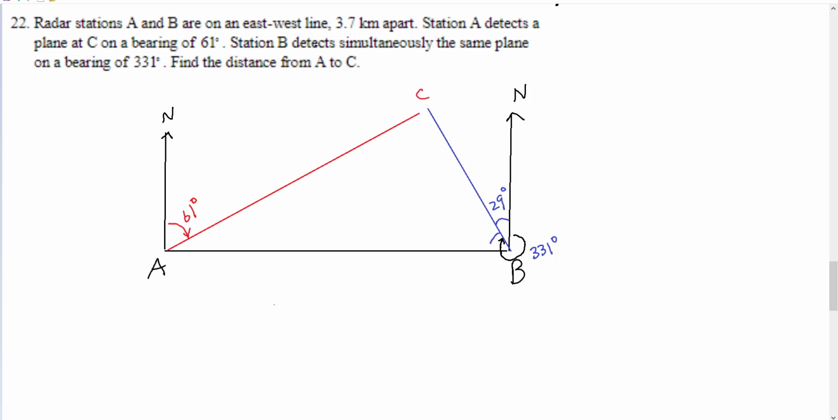As you can see, since AB is a horizontal line, this angle right here is complementary to 29, so it's 90 minus 29, which is 61 degrees. Since this one is 61 degrees and that one is 61 degrees, and the north line to AB is 90 degrees, this angle right here is 29 degrees. Now 29 plus 61 is 90 degrees, which makes the angle at C a right angle.